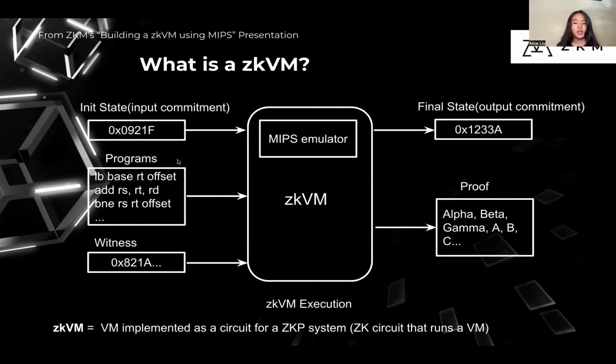Now the input, the program, and the witness, all three are fed into the zkVM, where in addition to the output of the program, the final state, there's also a proof for the correct execution of the program that's generated.